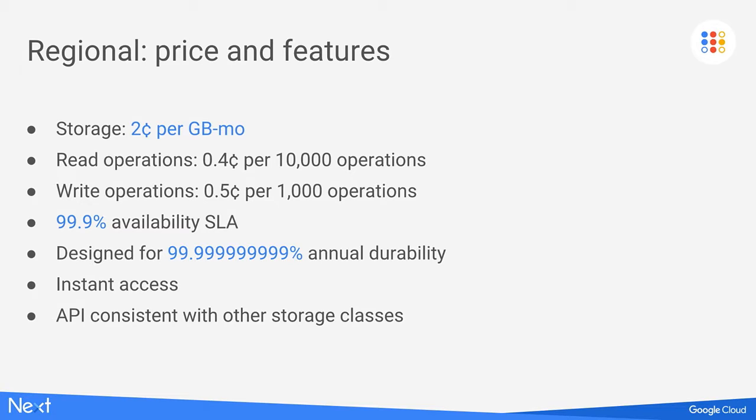Similarly to our multi-regional storage, we charge a very simple price of 2 cents per gigabyte per month. We also charge per operations, and we provide a 3 nines availability SLA. As you see, our SLA for the regional storage class is slightly lower than the one for multi-regional, where we provide 3.5 nines, and that's because regional storage is not geo-redundant like the multi-regional storage class. And it also has 11 nines durability. It has instant access like anything else in GCS, and we have exactly the same API that you would use across all storage classes. So once you start using the regional storage class, you can easily switch to using any other storage class.